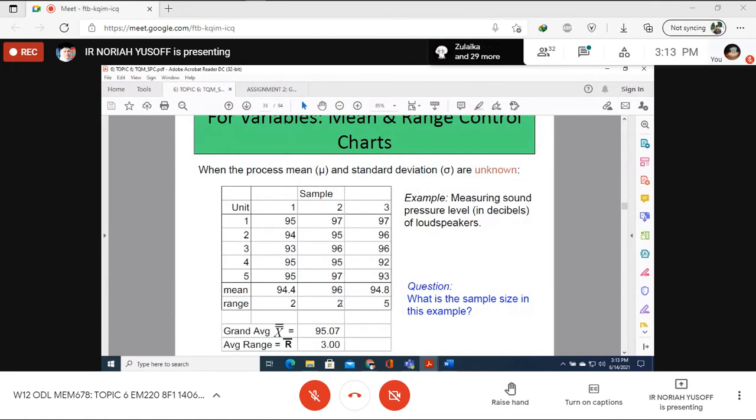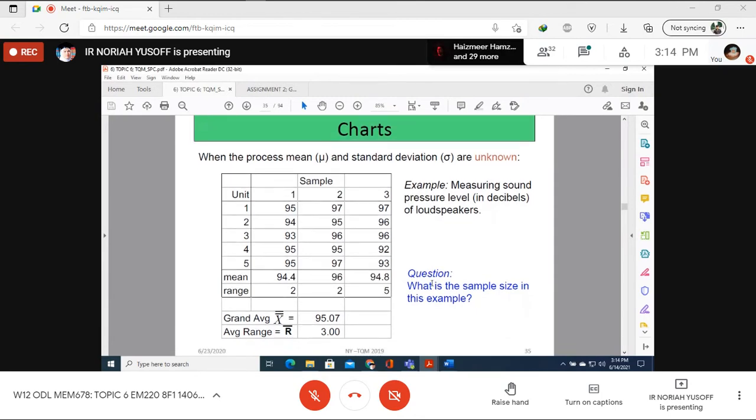The range dia 2. So range ni, how do they get the range? So you find the maximum value in this sample and you minus dengan the lowest value. So 95 minus 93 is 2. Here also the same. 97 minus dengan 95 dapat 2. Same activities. Katalah saya add on another sample, the mean value dia, you just find n unit sample size. So dalam case ni sample size is 5. So X double bar value, you average the mean value here. And R bar value, you just average the R value sini. So dapat 3.